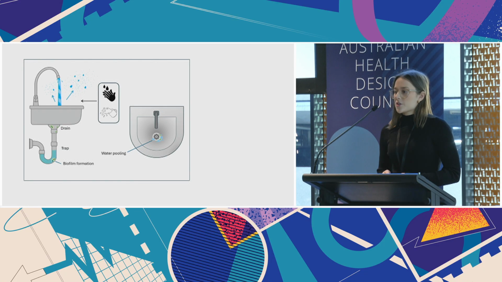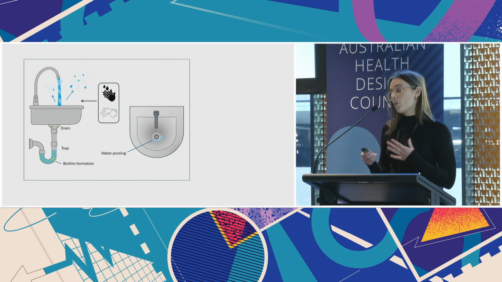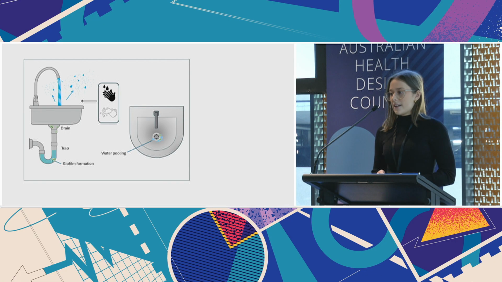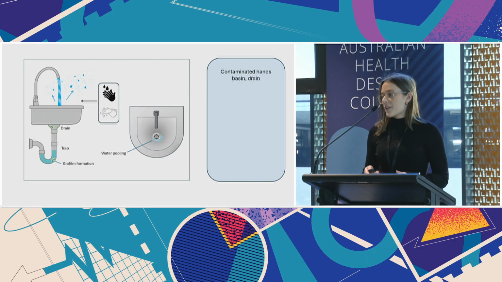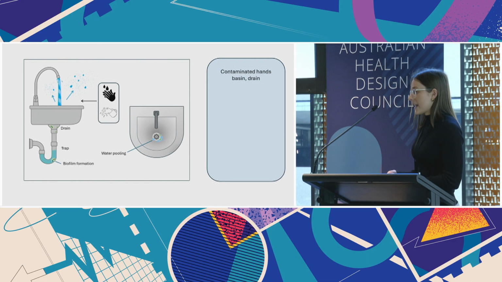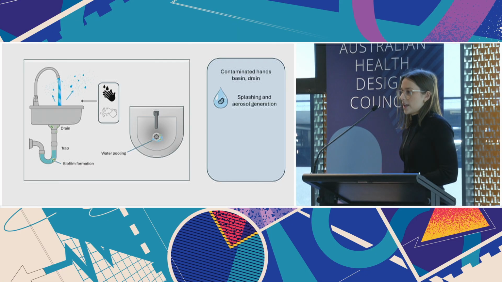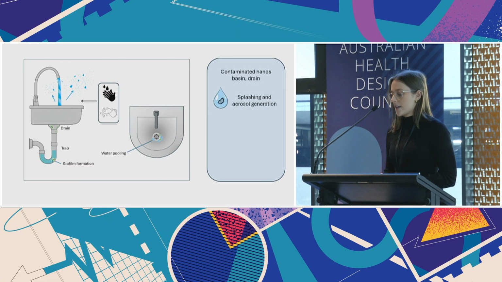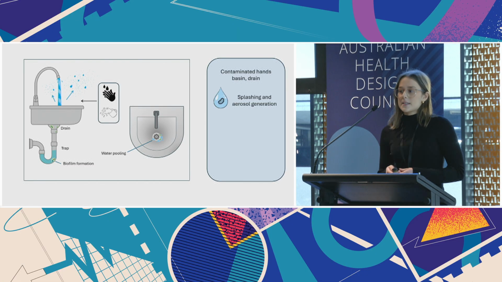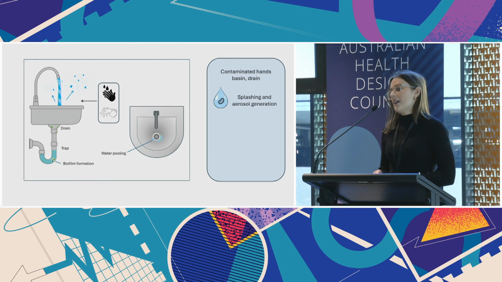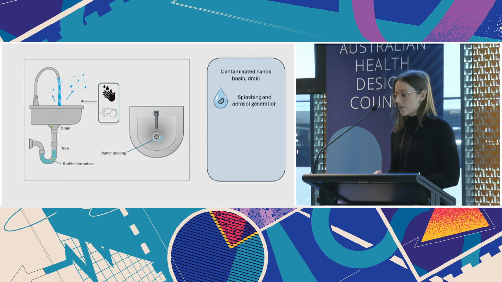So once that water stream is turned on, the water stream can hit a pair of hands, the basin bowl, or the drain, and it can create some splashing and aerosol generation. If that water stream were to hit a pair of contaminated hands, a contaminated bowl or drain, it is likely that some of that splashing and aerosol generation will have some bacteria within it. That contaminated splashing can then reach back up into the faucet outlet and contaminate the faucet, meaning that any water now passing through is going to have some bacteria in it.